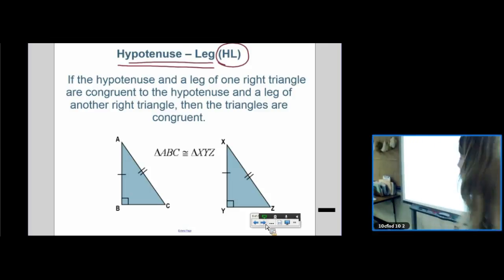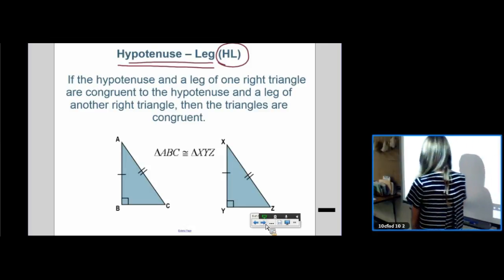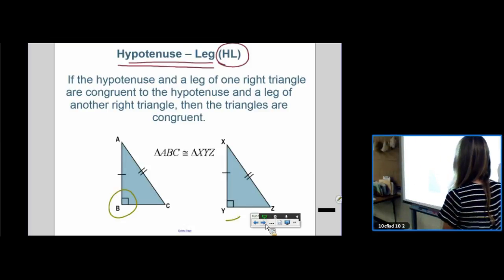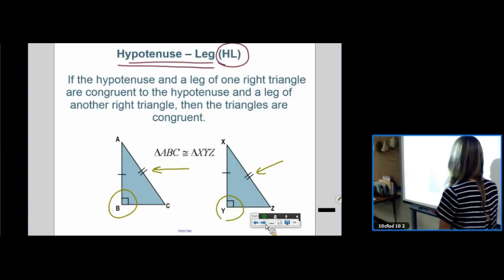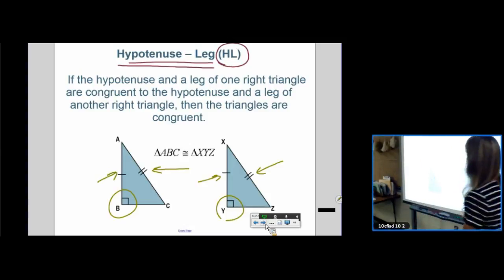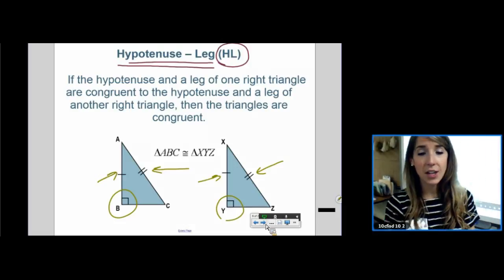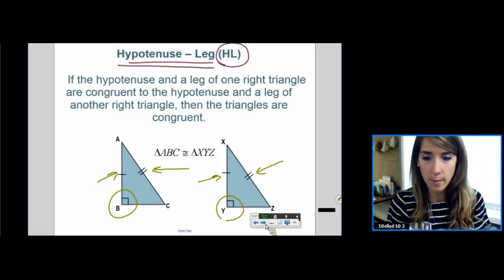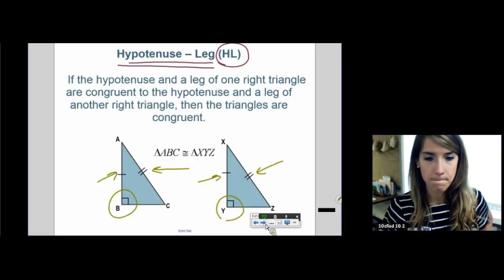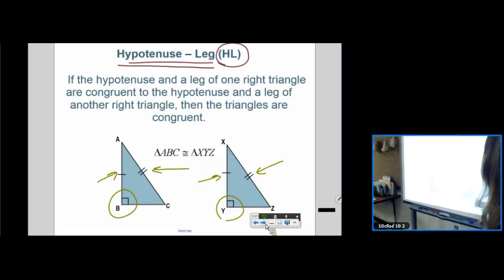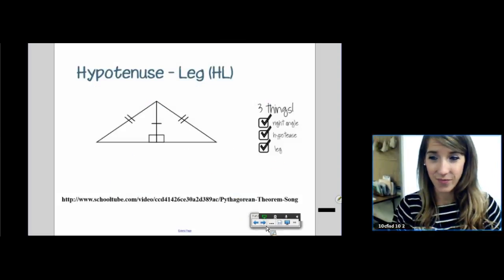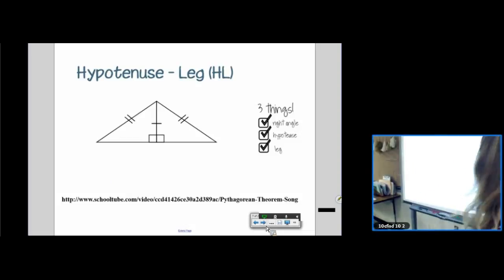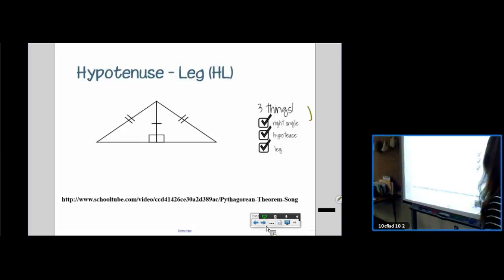So notice what we have in our picture. We have right angles. We have tick marks on the hypotenuse. And we have tick marks on the leg. So those are all necessary elements that we would need to prove them guilty of being congruent by hypotenuse leg. So there's 3 things you need to check each time if you want it to be hypotenuse leg.